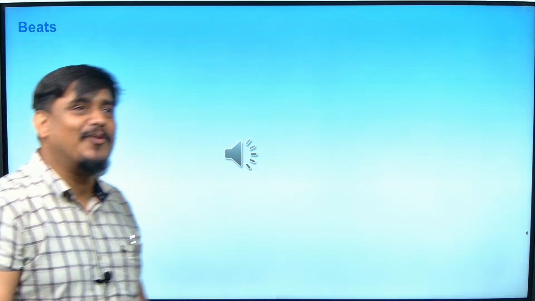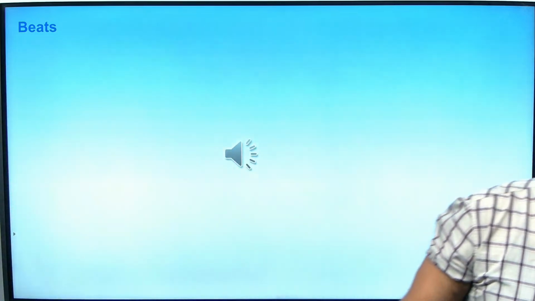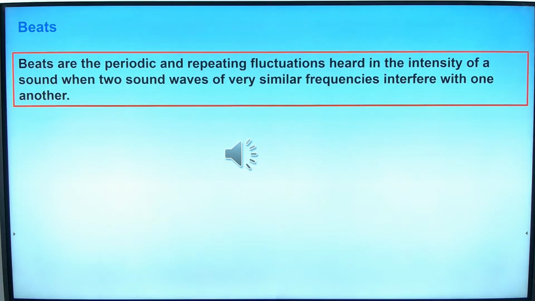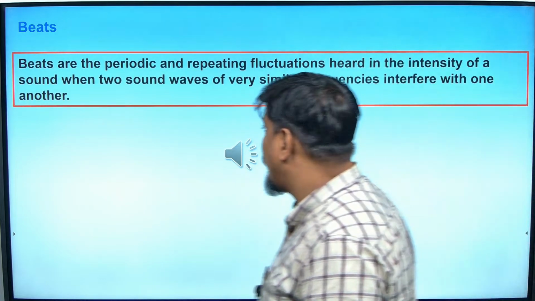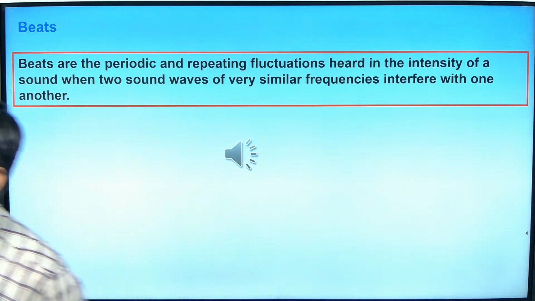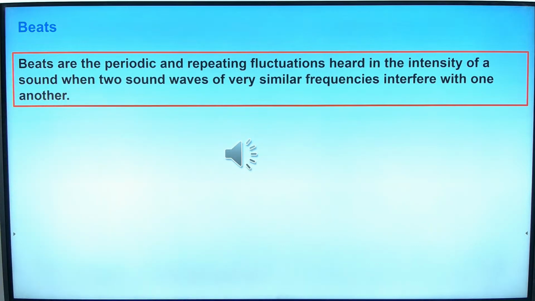So, write the definition of beat first, leaving aside the audibility of beats. What are beats? Beats are periodic and repeating fluctuations heard in the intensity of a sound when two sound waves of very similar frequency interfere with one another. Copy it fast without wasting time. The definition of beats is on your screen.